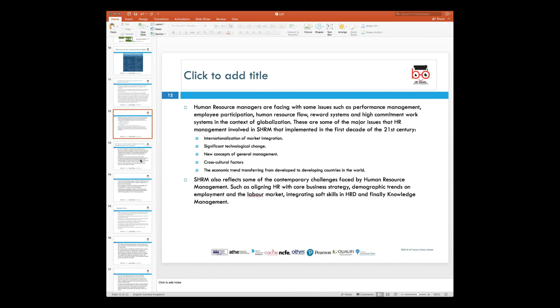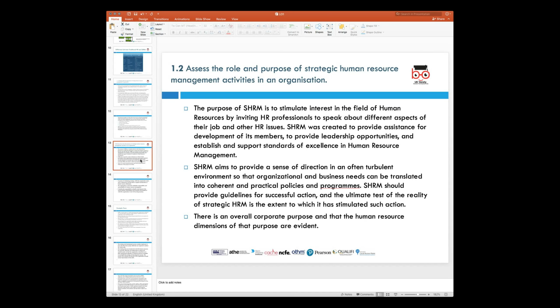So it is important for the organization to have somebody employed within this function who understands how to align the business, how to align the human resources side of things, which is staff, workforce, employees, whatever you call it, with the business strategy side of things, and then implement them according to the various demographic trends and the labor markets in order for the business to be successful.